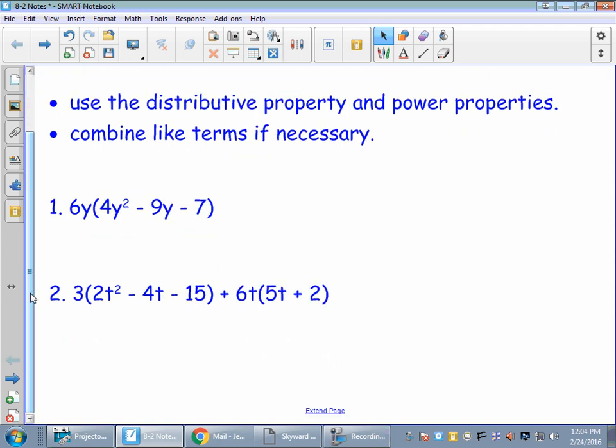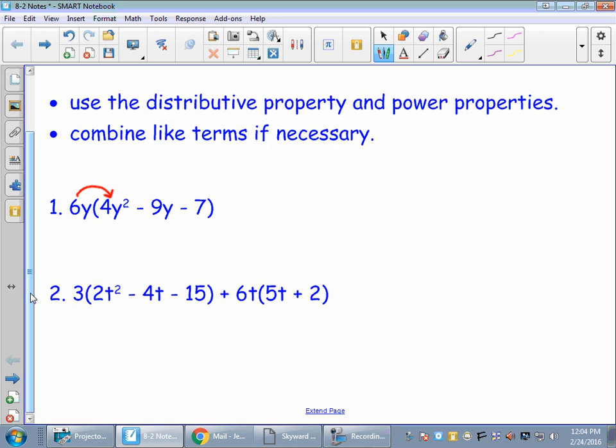Number 1, we've got a 6y on the outside. That's your monomial. And then we've got a trinomial, 4y squared minus 9y minus 7. So I'm just going to go very slowly because there's a lot going on here, and we want to make sure that we don't make any mistakes. The first thing I ask myself, I don't look at that as 6 and 4. I look at that as a positive times a positive makes a positive. I take the time to give the signs the same respect at the same time as I do the numbers and the variables.